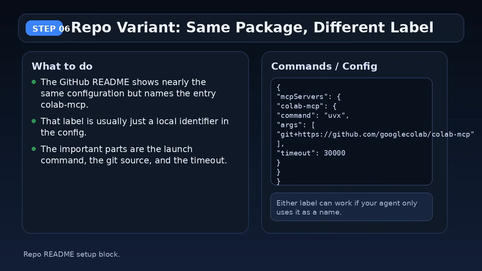Step 6. Repo variant. Same package, different label. The GitHub README shows a very similar configuration but uses the label colab-mcp instead of colab-proxy-mcp. In most MCP setups, this label is simply a local identifier, so either name is usually fine as long as the launch command and GitHub source remain correct.